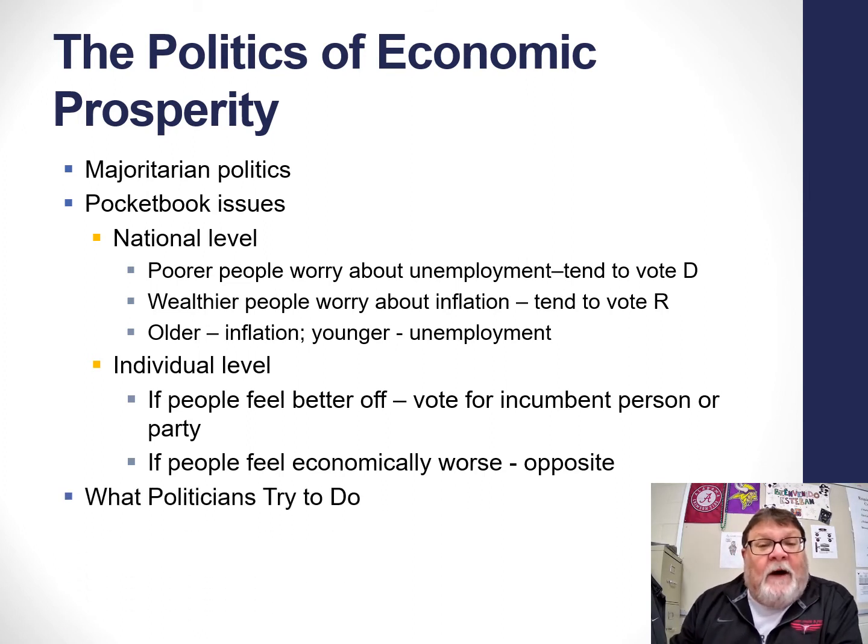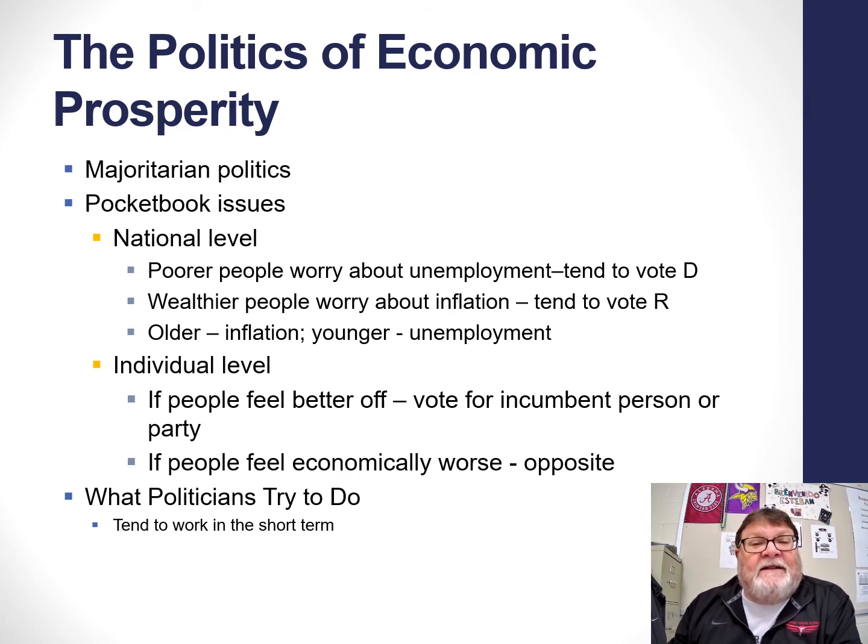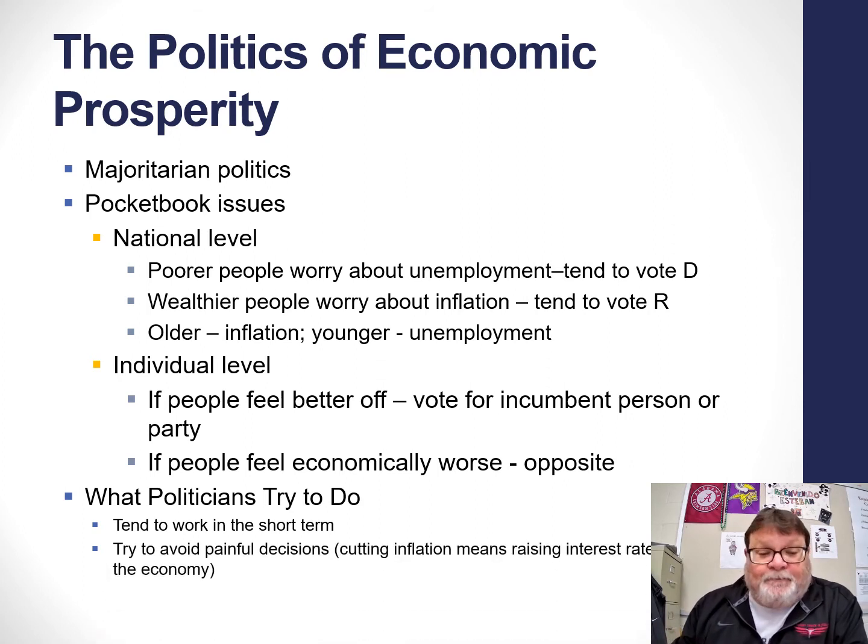What do politicians try to do? Here's the problem. They try to work in the short term, because their objective is to be elected. So if you're working to be elected in 2 years, you're not going to really care about Social Security going broke in 2040, because you got to be elected next time around. And so the right decision, the hard decision, might not be the one you make because you got to be elected short term. To avoid painful decisions, they try to avoid them, right?